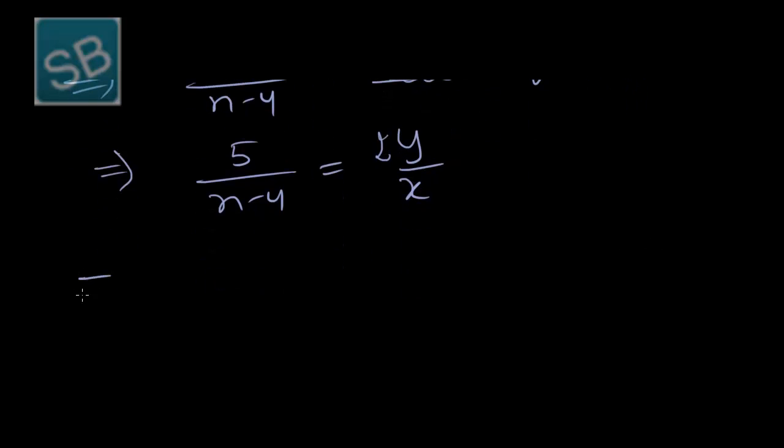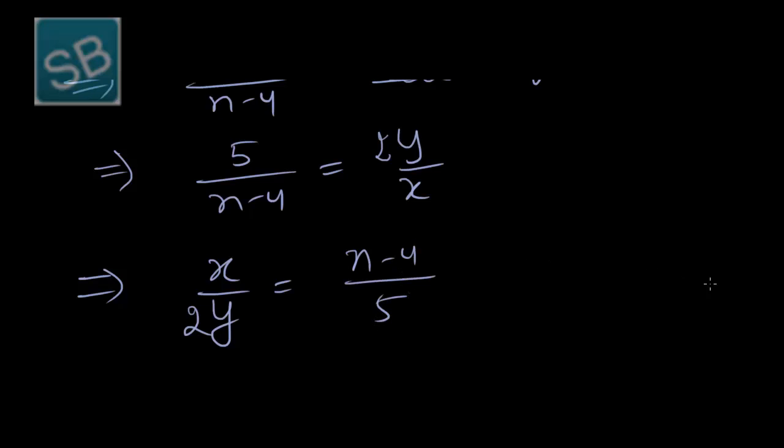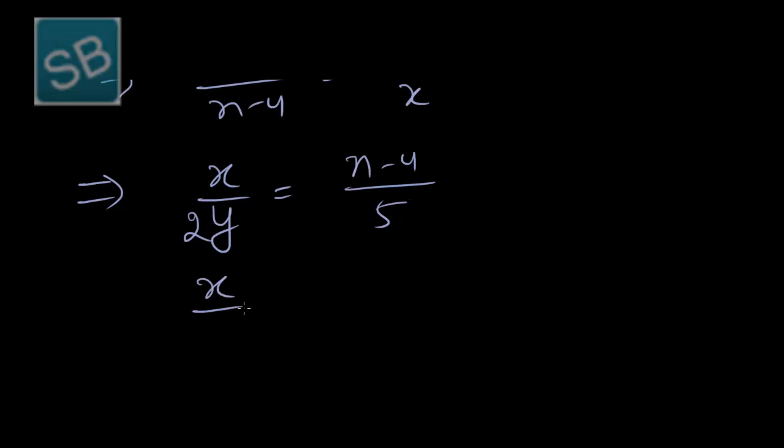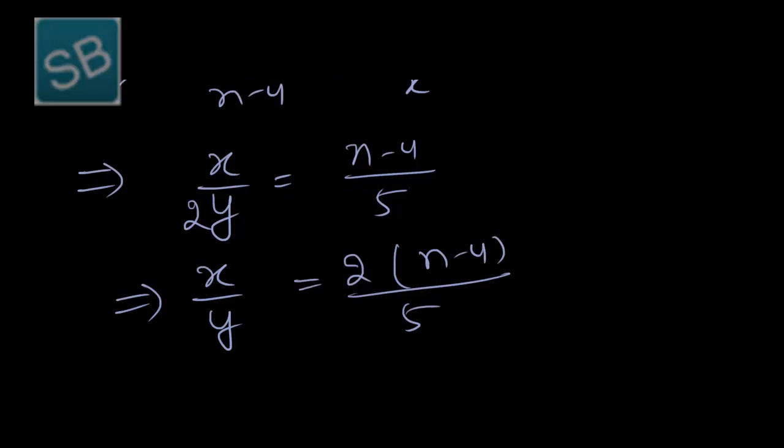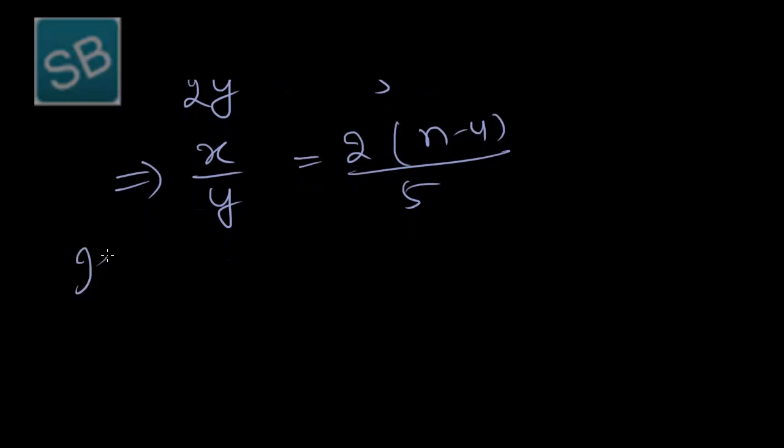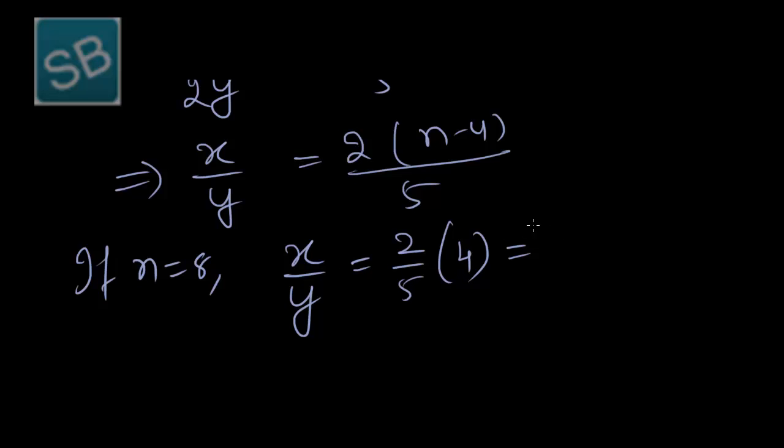So we have to find x over y. So x over y is equal to 2 times n minus 4 over 5. So this is the value of the expression of x over y. So if n is equal to 8, then x over y is 2 by 5, 8 minus 4 is 4, that is 8 over 5. So the value of x over y is 8 by 5 when n is equal to 8.